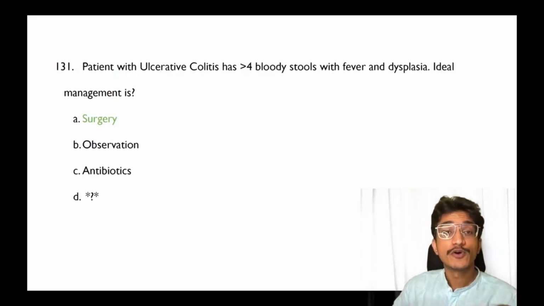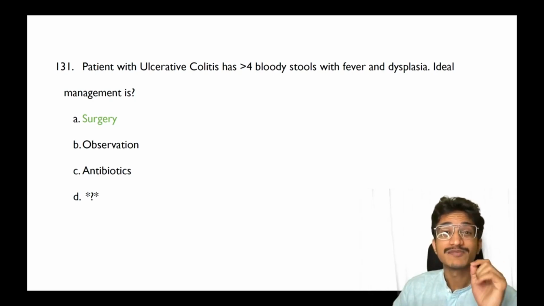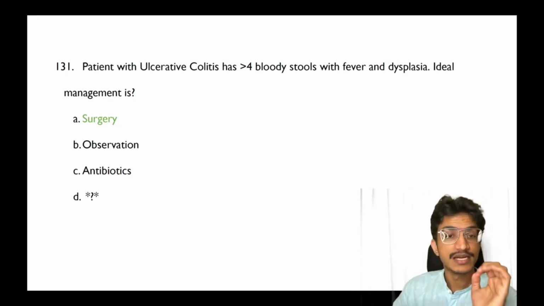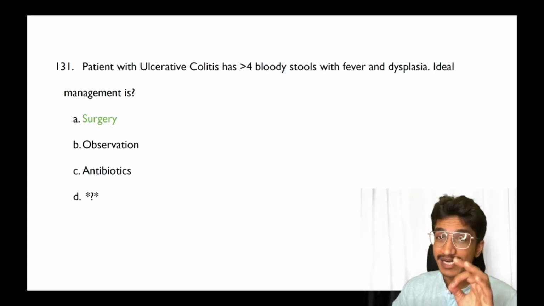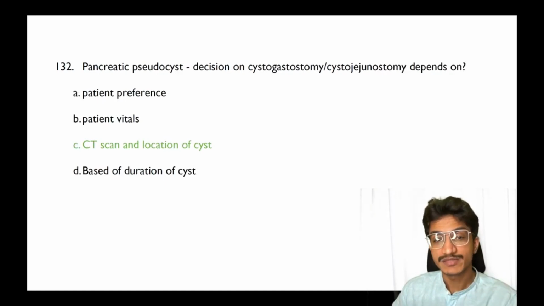Ulcerative colitis with bloody stools, if associated with dysplasia, the ideal management according to me should be surgery. In dysplasia, you don't go for observation or antibiotics. In dysplasia with ulcerative colitis, you always go forward with a surgery. That is the ideal management.